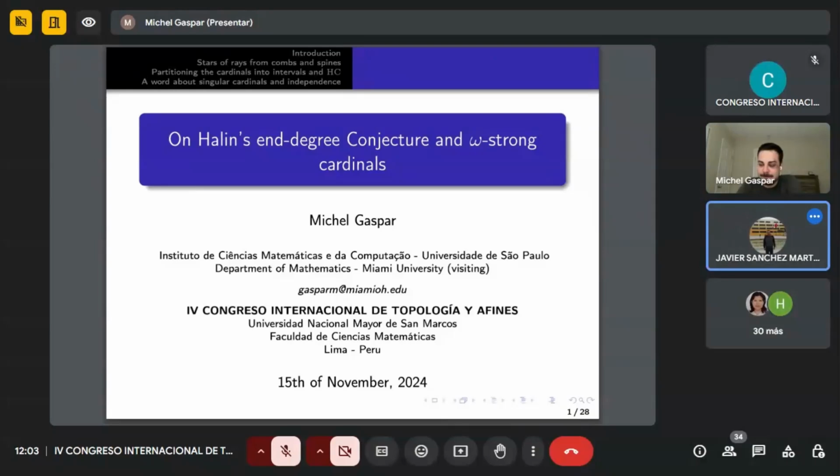Let me present you. To conclude the morning session of this conference, it is a pleasure to introduce Professor Michael Fernandez Gaspar, who is currently conducting postdoctoral research at the University of Sao Paulo, but is visiting the University of Miami. Professor Michael Fernandez will speak about Halin's end degree conjecture and omega strong cardinals. Please, you may begin your presentation, and thank you.